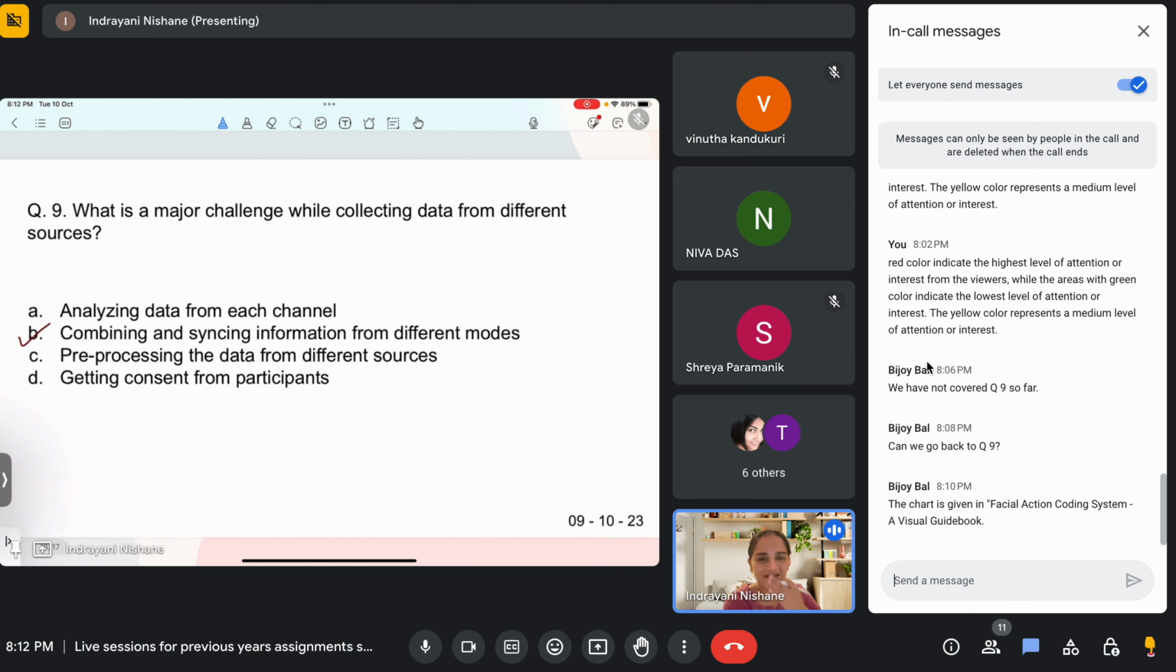Okay. Yeah, I'm surprised because it's coming from you, Nevaji, because if I remember correctly, you only unmuted and said this looks like reading data. Yeah.